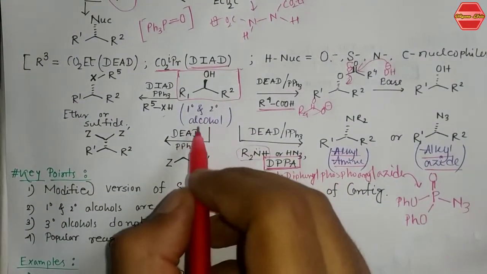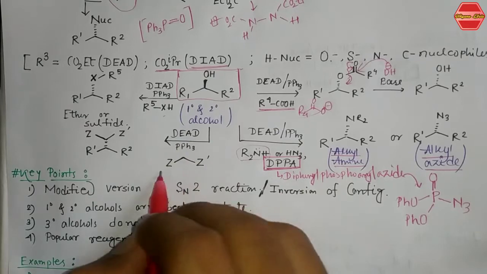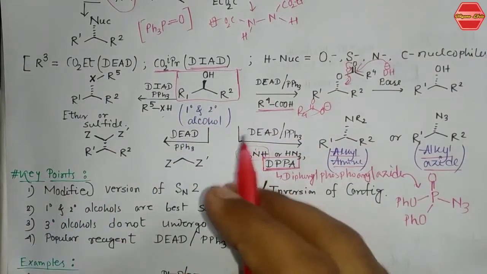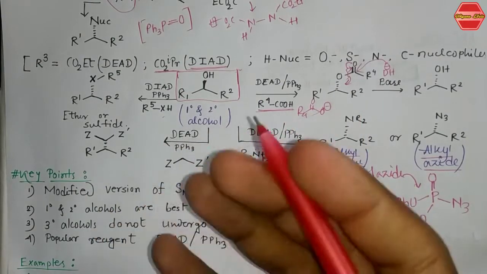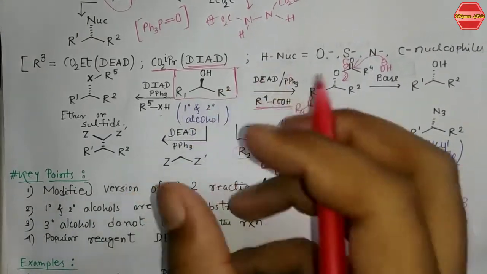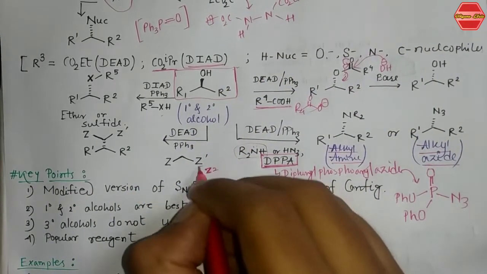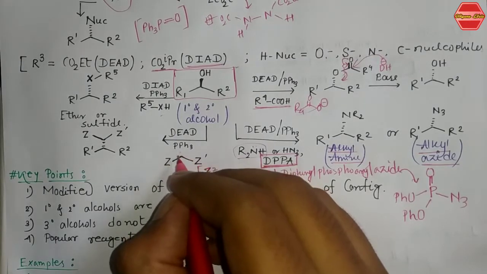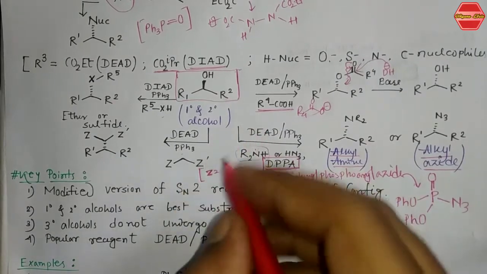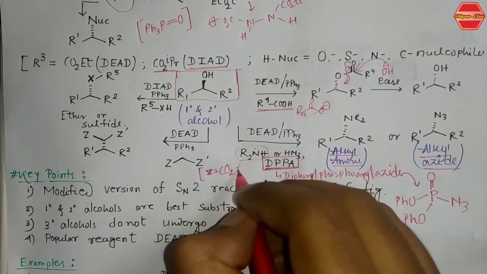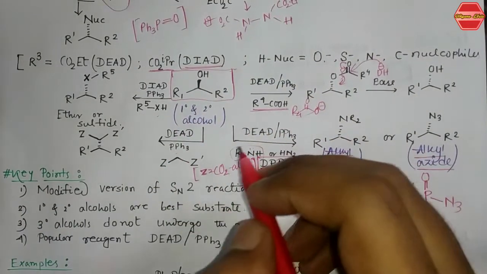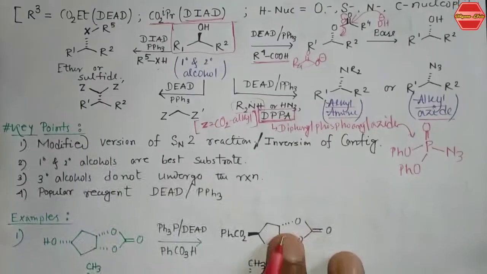Now a similar condition, when we have DEAD and PPh3, there is a CH2 Z2 group. So Z may be different kinds of alkyl or aryl groups, an electron withdrawing group, because you can see here you have to produce a negative charge over here that will attack this alcohol. So Z may be your CO2 alkyl, or this kind of group that can stabilize this negative charge, right? So that is what it is. Then you are getting this final product.